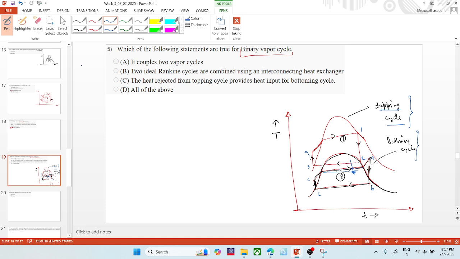So what are the options provided for this problem? Which of the following statements are true? First one, it couples two vapor cycles. Correct. Two ideal Rankine cycles are combined using an interconnecting heat exchanger. Correct. So this is the interconnecting heat exchanger. This option is also correct. And the heat rejected from the topping cycle provides heat input to the bottoming cycle. So this option is also correct. So here all three options are correct.